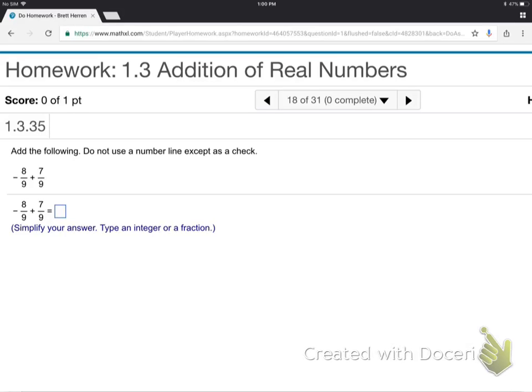All right, so minus 8/9 plus 7/9. Okay, what's the rule for adding and subtracting fractions? Common denominator. Yeah, you know that already? You've got to keep the bottom the same. Do you remember those rules?